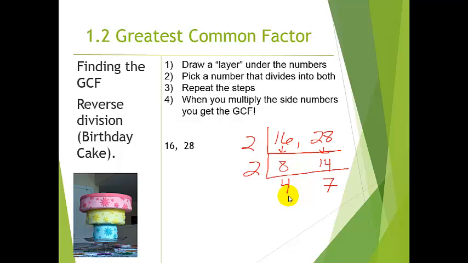So we're done. And it says when you multiply the side numbers, so here are my side numbers, these would be considered the bottom numbers. Oh, look at that, 2 times 2. So our GCF is going to equal 2 times 2, which equals 4. Okay, so we'll be practicing that in class.